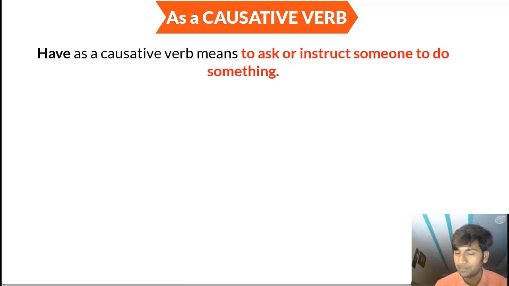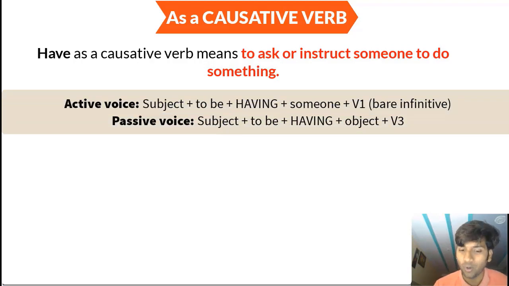Now, it can also work as a causative verb, and it will show the progression. It will show that the action is going on. Now, a causative verb makes somebody perform an action, somebody do an action. So we'll take some examples and understand how having works as a causative verb, right? We have the structures both in the active voice and the passive voice on the screen. And now we'll look at the examples and understand how having is working as a causative verb.